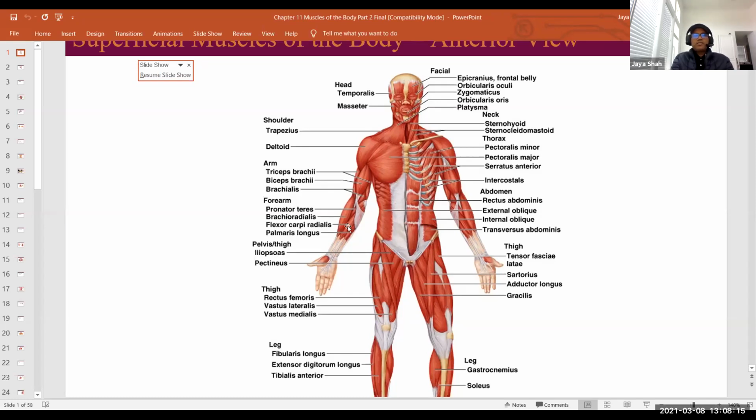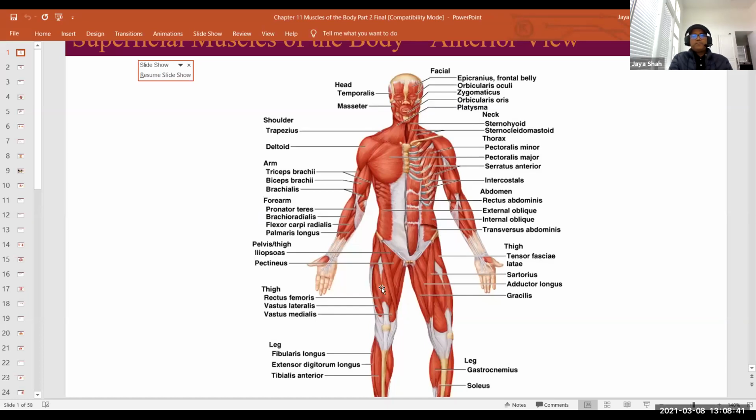in the forearm muscles, the middle muscle, small muscle, is pronator teres, which pronates your hand. And then lateral to pronator teres is brachioradialis. And medial, if you go, flexor carpi radialis and palmaris longus. Okay.